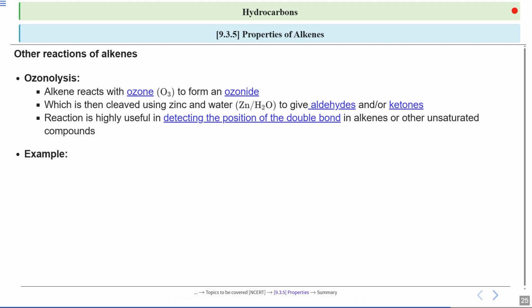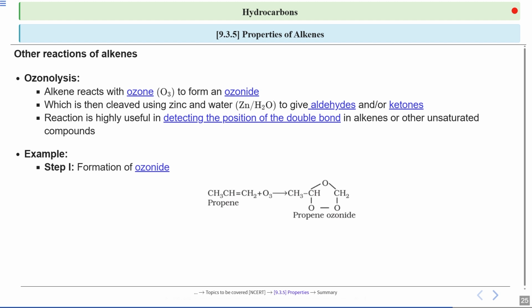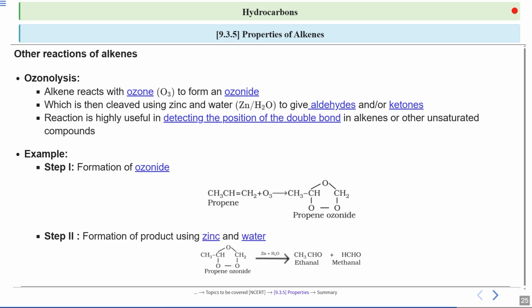Let's see how. For example, in step 1, what will happen? The alkene will react with ozone to form ozonoid. You can see in the reaction how the ozone molecule is getting attached to the double bond of the propene to form the propene ozonoid. That is the next step. This ozonoid which is formed is further reduced by zinc and water to form what? It is forming aldehydes, which are ethanal and methanal. So these are the products of the ozonoid breaking.